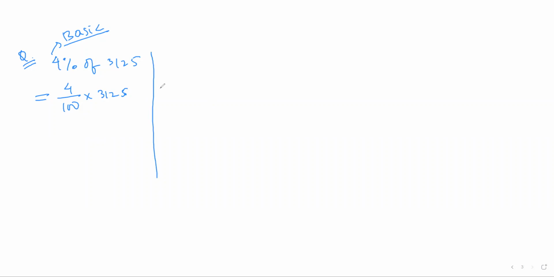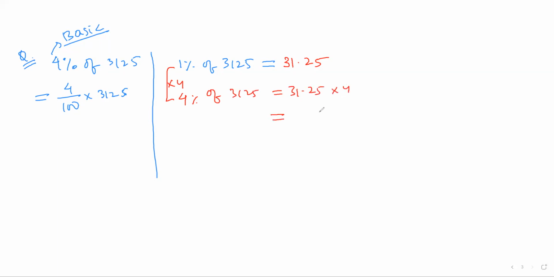Then we do it with one more method. 4% of 3125. First you need to calculate what is 1% of 3125. This is the unitary method. What is 1% of 3125? 1% means move the decimal two places left: 31.25. But we have to find 4%, so we have to multiply by 4. So 4% of 3125 is nothing but 31.25 into 4. So this will be 125.